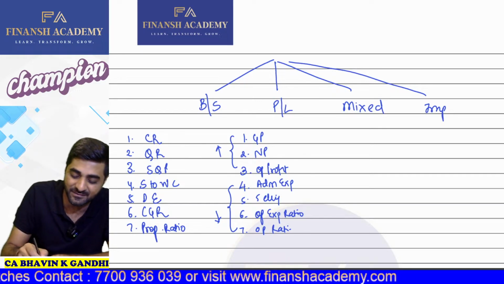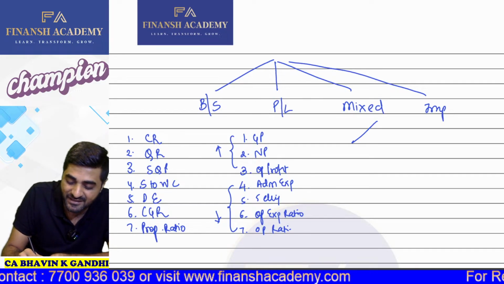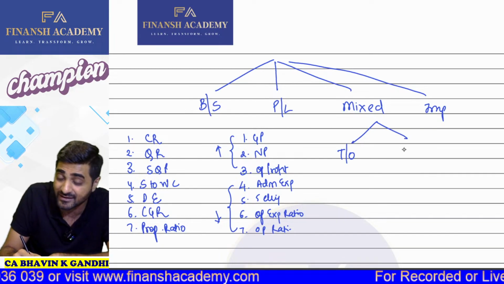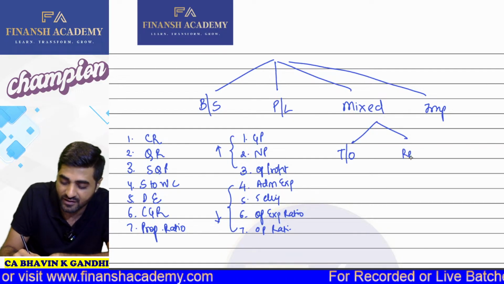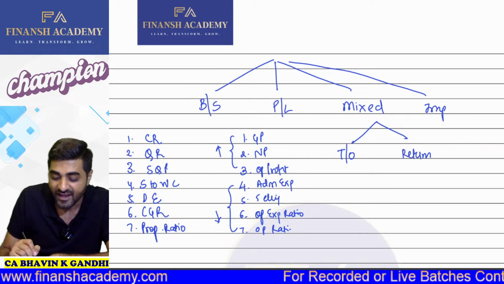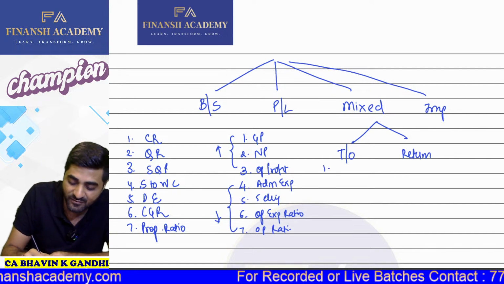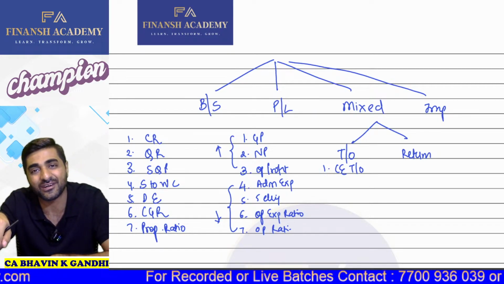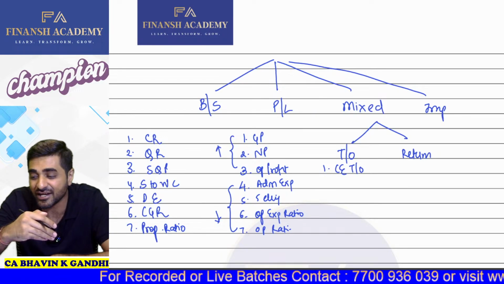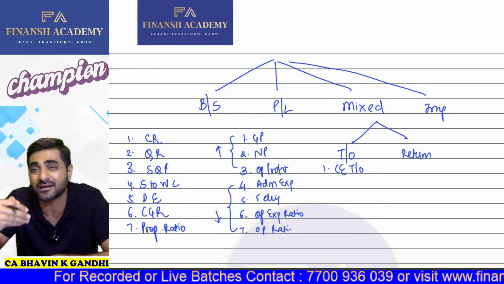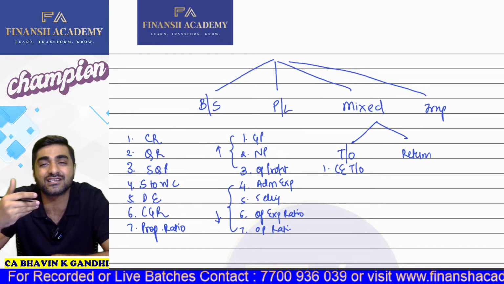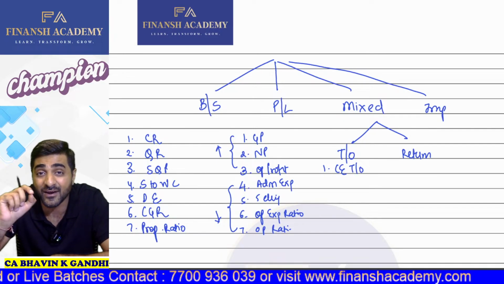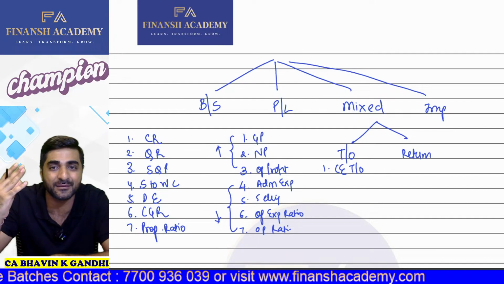Then, my dear students, we discussed your mixed ratios. Mixed ratios also had two main types: first, turnover ratios, and the second, return ratios. In turnover ratios, we discussed the capital employed turnover ratio, where we compared the sales with the capital employed. So we wanted to check that with 1 rupee of capital employed, how much sales is getting generated. So we took sales and divided that by your capital employed. And always remember that this ratio should be higher the better.